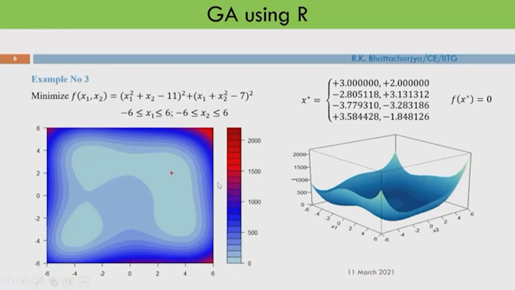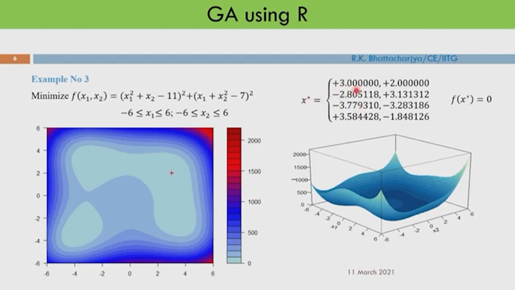It is a 2 variable problem, and the function is given here. It is a minimization problem. It is a function of x1 and x2: f of x1 and x2 is x1 square plus x2 minus 11 whole square plus x1 plus x2 square minus 7 whole square, and the range is minus 6 to plus 6 for x1, and similarly for x2 also. As you can see from this contour map, there are a total of 4 optimal solutions, and all of them are minima.